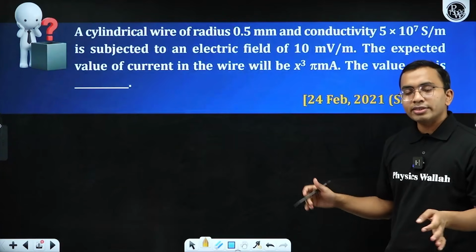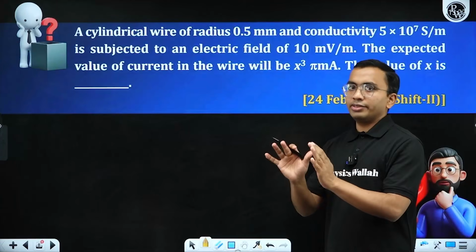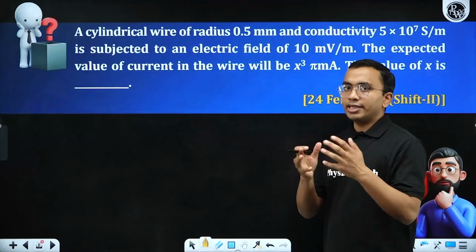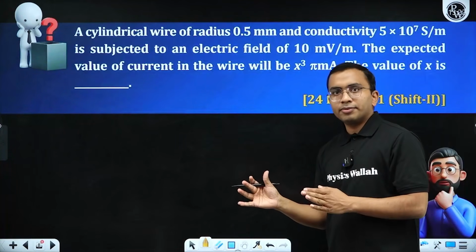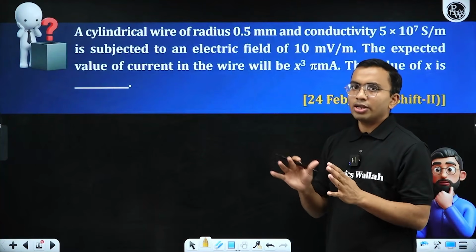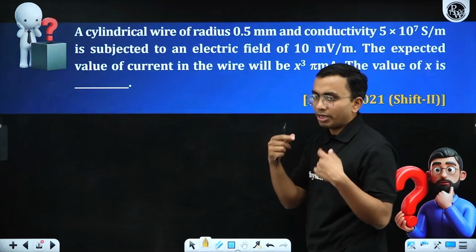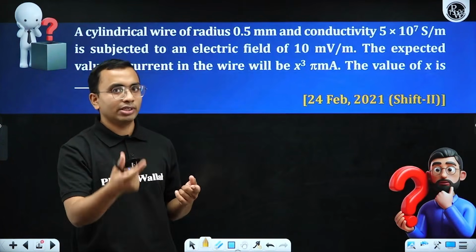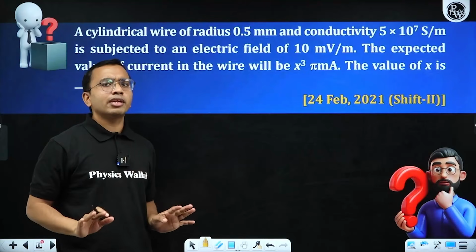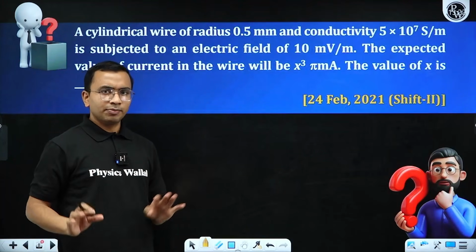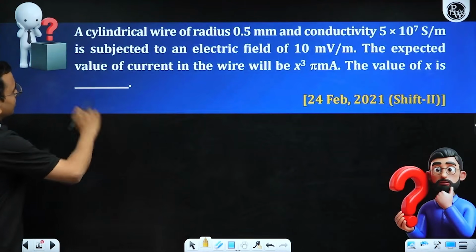Okay, here you'll see the varieties are very less. The formula: I is equal to nAvd, J is equal to sigma E, I is equal to J by A, so J is equal to I by A. So here there are very few varieties, and drift velocity from electric field relation and relaxation time we know that is eE by m into tau. So these 3-4 formulas are there, just memorize them nicely. Any question that comes, you can tackle very easily. Let us see this also.